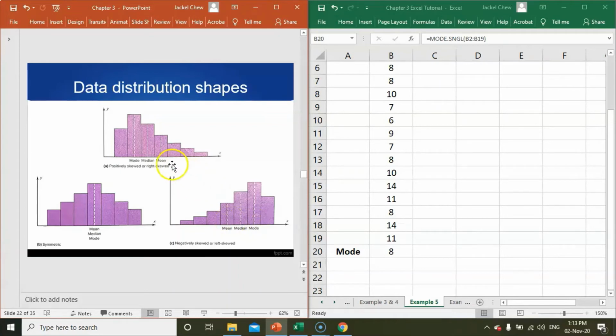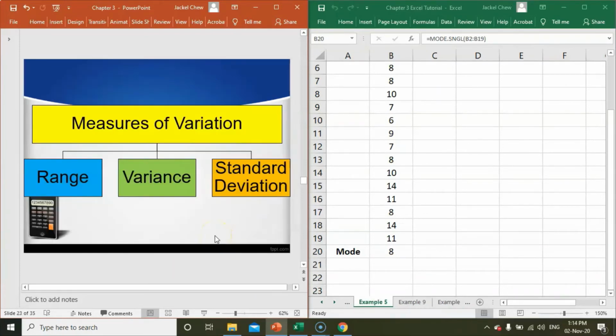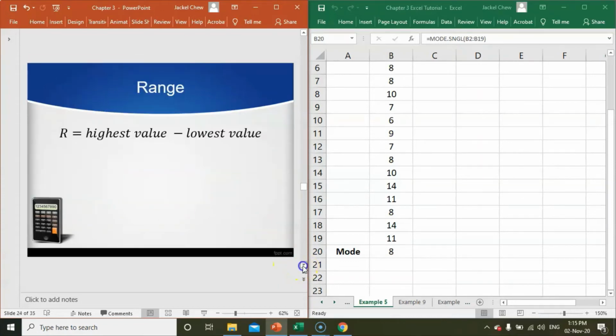So we can see for positively skewed, the data is right skewed, and then for negatively skewed, the data is left skewed. In this section, I will explain the 3 types of measures of variation. So we have range, variance, and standard deviation.